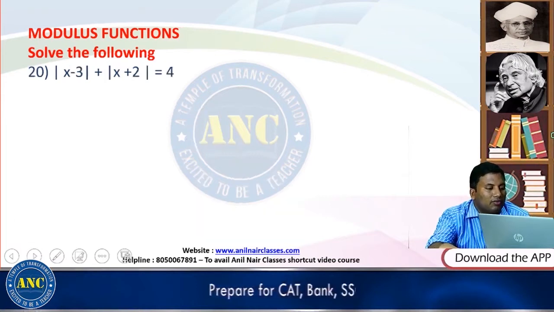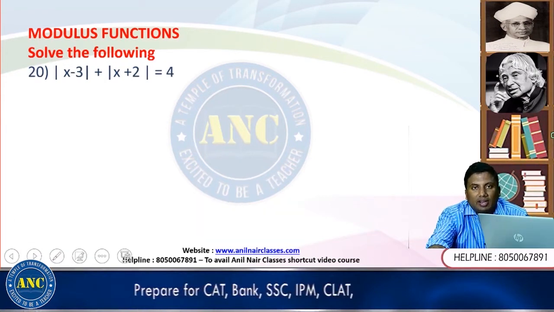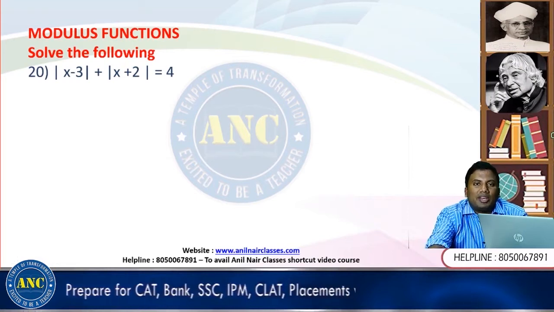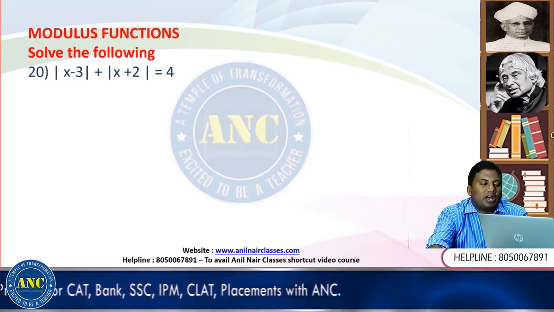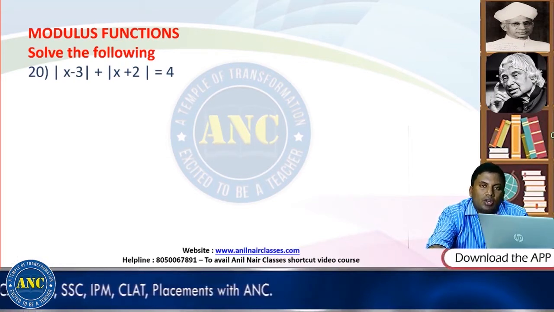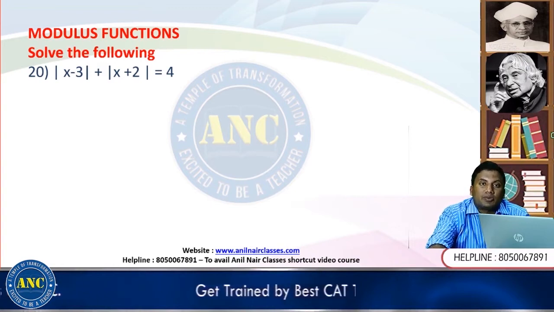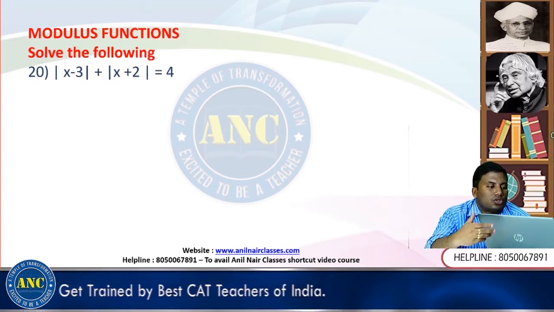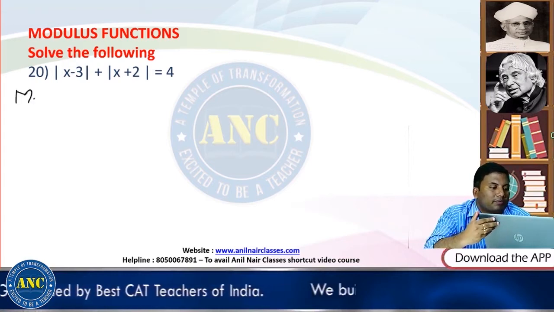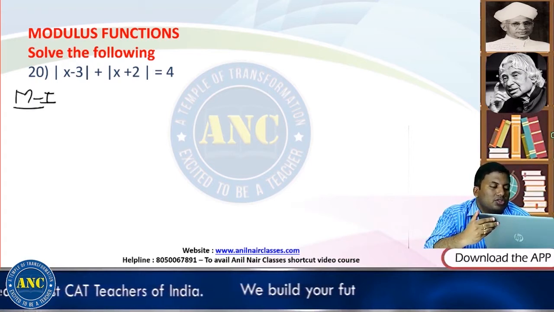19th one done, slowly we will move to the advanced level. Now listen carefully to the advanced level. Mod x minus 3 plus mod x minus 2 equivalent to 4. I will solve this problem in as many methods as possible. Then I will tell you which method you have to choose. Method 1. Generic method.